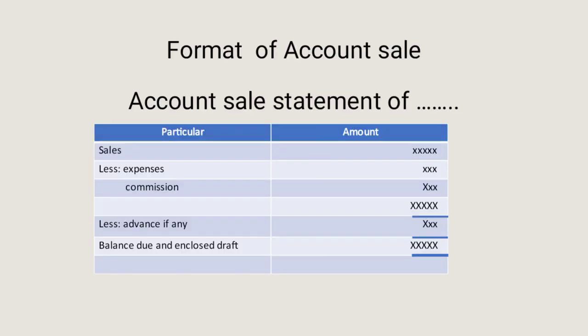Now you can see this is the proforma of account sales, the statement of account sales of the consignee. On the one side the sales is given, then from the sales, as we have studied earlier also, he will deduct the expenses and commission. Then if any advance has been received by him on behalf of the consignor, that also will be deducted from this, and the balance due will be enclosed in the draft and sent to the consignor.